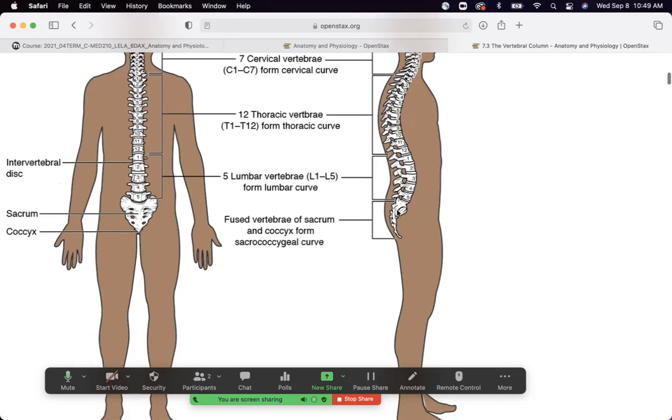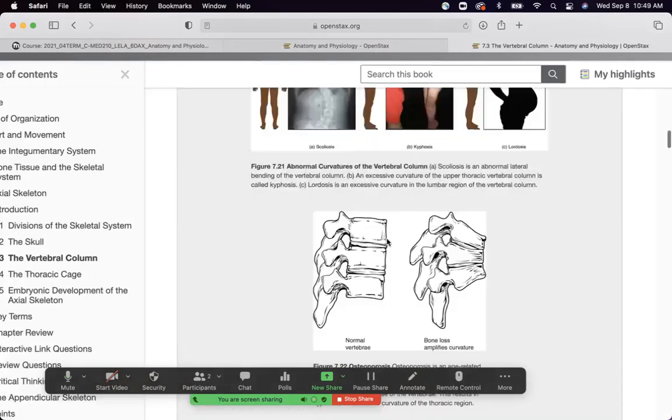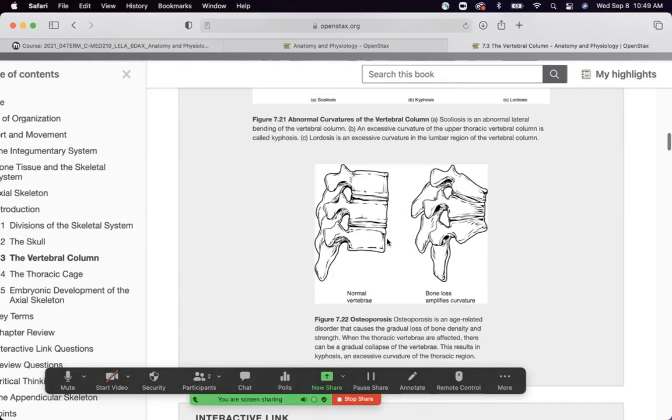And then at the very end, you have a fused sacrum. This is your sacral bones. They're all fused. They're all glued together. And then it ends here in your coccyx, which is the very end of your tailbone. Okay. Now let's look at some specifics.